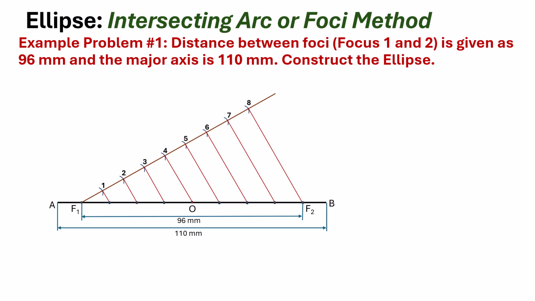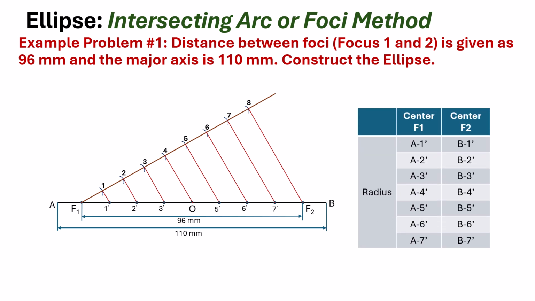So now you can see this line F1, F2 is divided into 8 equal parts. So we have 1 dash, 2 dash, 3 dash, then O, and then 5 dash, then 6 dash, 7 dash, and then F2. These are the points in between F1 and F2.